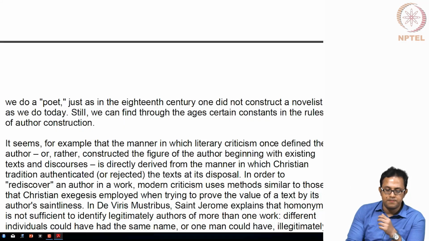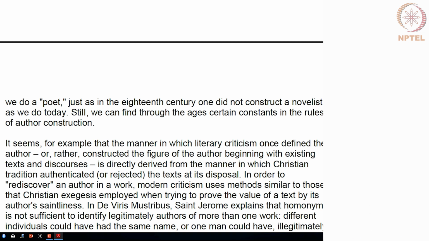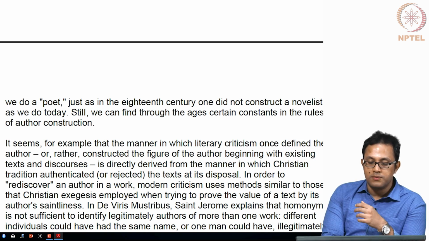Okay, so we just continue with this particular essay in this lecture, where Foucault is looking at literary criticism and how literary criticism becomes a very important tool which helps us examine the discursive quality of the marker of the author function. Okay, so this should be on your screen as Foucault goes on to examine. And I quote him, "It seems, for example, that the manner in which literary criticism once defined the author, or rather constructed the figure of the author beginning with existing texts and discourses, is directly derived from the manner in which Christian tradition authenticated or rejected the text at its disposal."